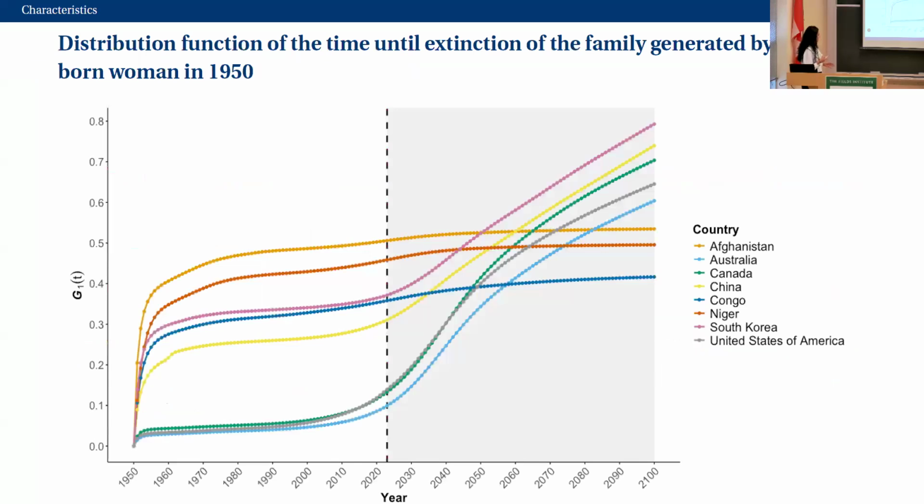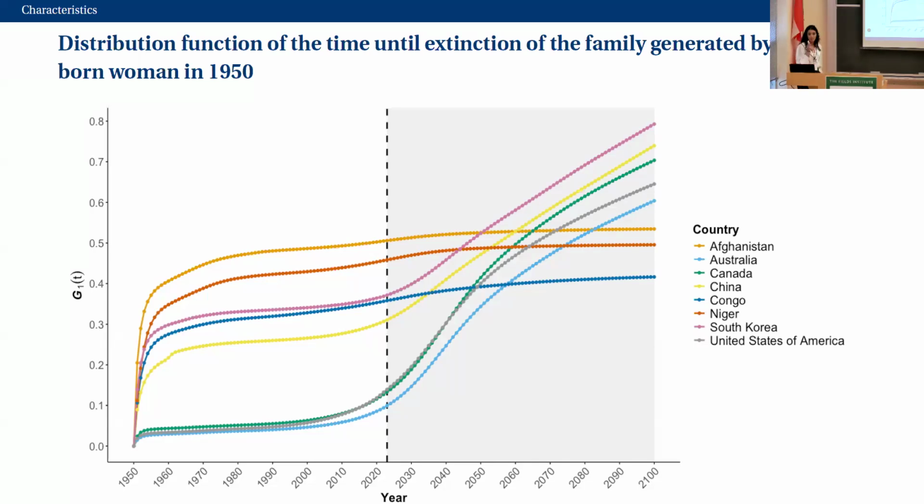Here you basically see the distribution of time until extinction for a family that is generated by one newborn woman in 1950. And we only have rates for about 75 years. But we want to see the distribution at least in the next 100 to 150 years. So what we could do is assume the rates are constant after the year 2023, unless we do some forecasting. And that's why that area is grayed out.